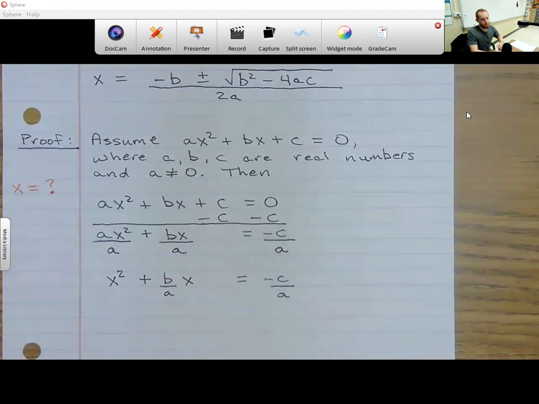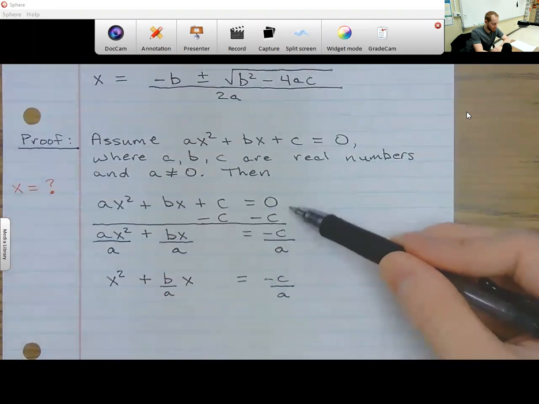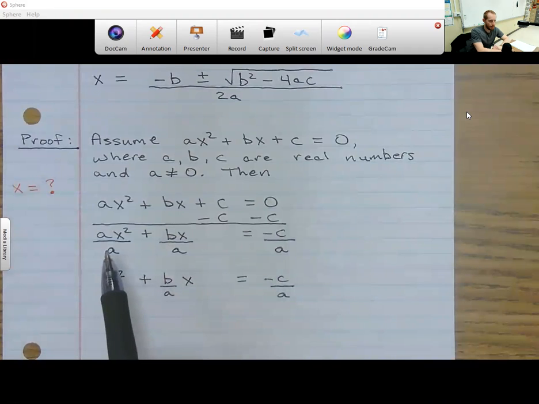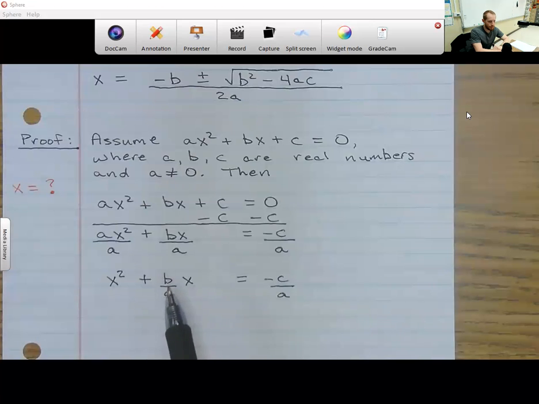Okay, so what I've done so far is I subtracted c from both sides to start off with, and then I divided everything by a. So now I have x squared plus b over a times x equals negative c over a. Those are the first two steps that I did. And now this is where the magic comes in. What I'm going to do is take this number in front of the x and start doing some stuff with it.